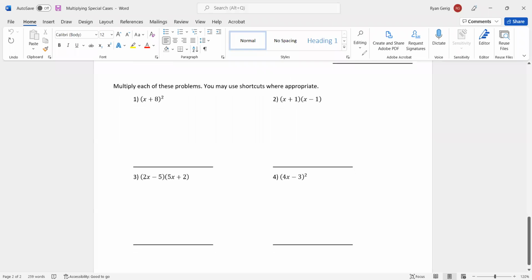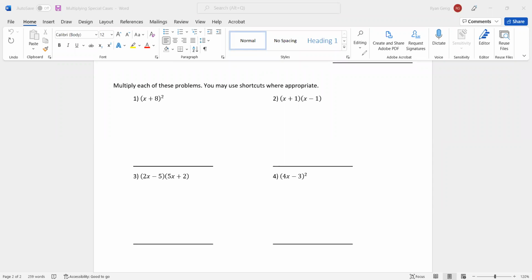Okay. Multiply each of these problems. You may use shortcuts where appropriate. That's key, where appropriate. All right, so is it appropriate for number one? Sure, x squared. I mean, you see the squared, you know it's a situation like that. So take the first terms, square them. So x times x, x squared. Last term, square it. That's 64. Leave a space for the middle term. 8 times x equals 8x. And then times that by 2, you get 16x.